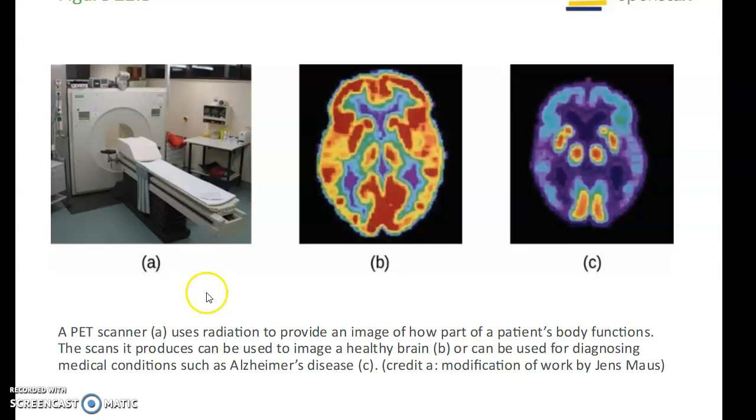PET is a way to use radiation to give an image of how a person's body functions. And you have a healthy brain or medical condition of Alzheimer's disease. And this is one with Alzheimer's disease, whereas this is the healthy one over here.